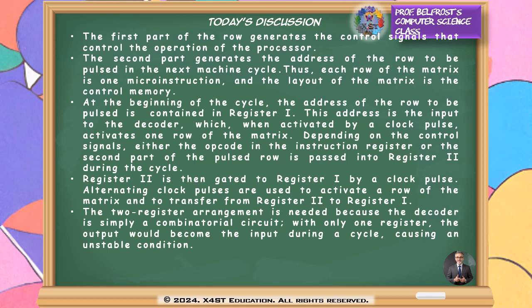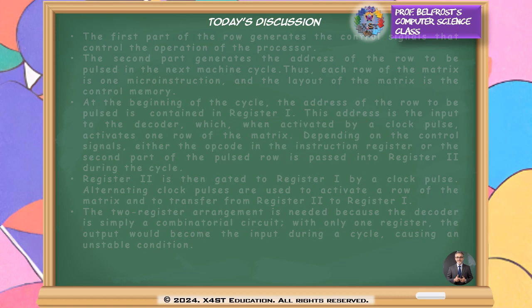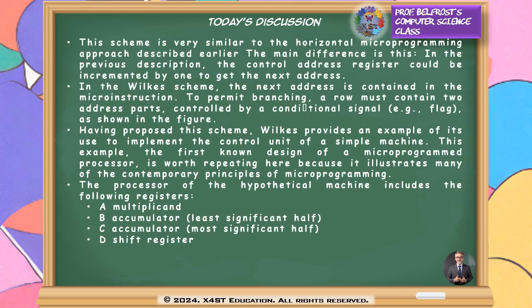At the beginning of each cycle, the address of the row to be pulsed is contained in register 1. Then, depending on the control signals, either the opcode in the instruction register or the second part of the pulsed row is passed into register 2 during the cycle. Register 2 is said to be gated to register 1 by a clock pulse. This two-register arrangement is needed because the decoder is simply a combinatorial circuit; with only one register, the output would become the input during a cycle, causing an unstable condition. We will see this later in the discussion on flip-flops and other arrangements of combinatorial and sequential circuits.